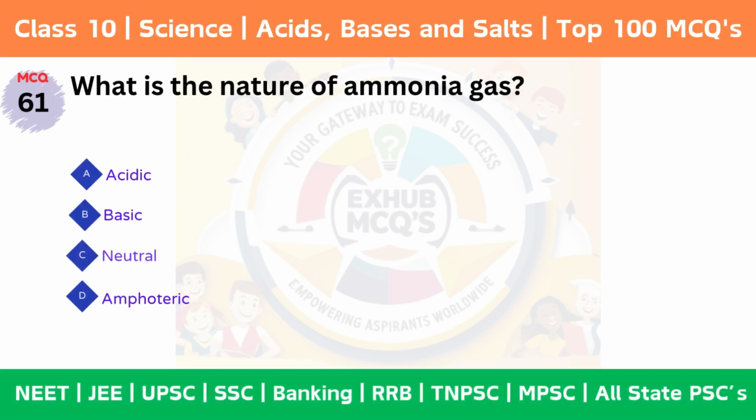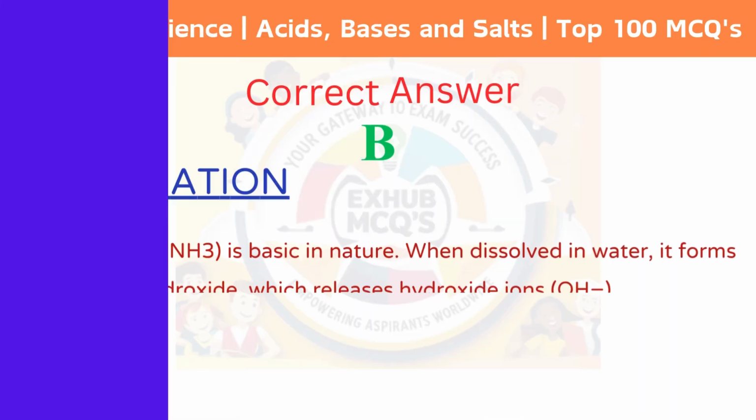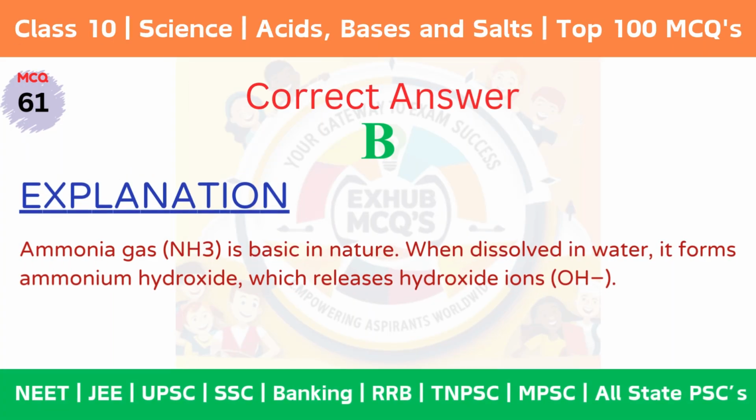MCQ 61. What is the nature of ammonia gas? Option A, acidic. Option B, basic. Option C, neutral. Option D, amphoteric. The correct answer is option B, basic. Explanation: ammonia gas, NH3, is basic in nature. When dissolved in water, it forms ammonium hydroxide, which releases hydroxide ions, OH⁻, making the solution alkaline.